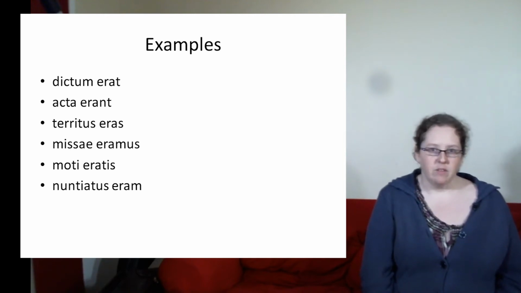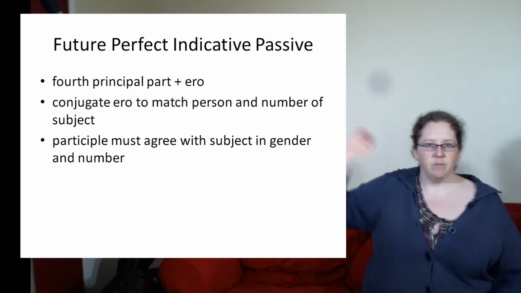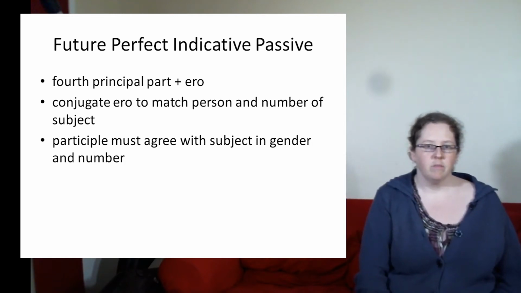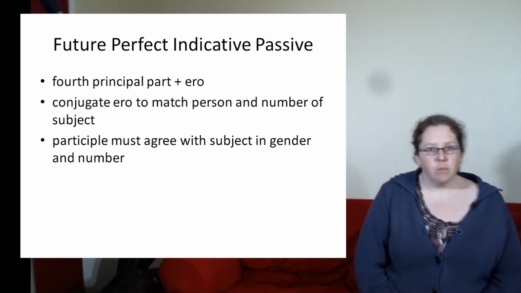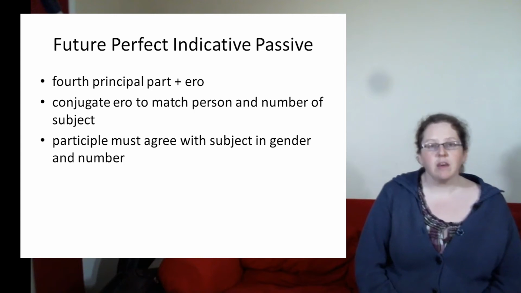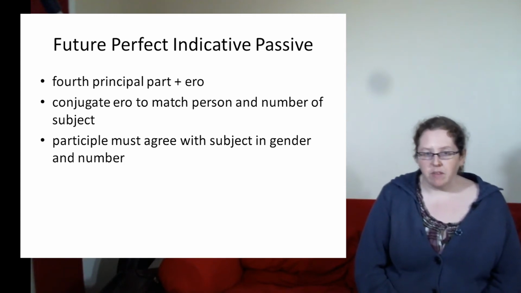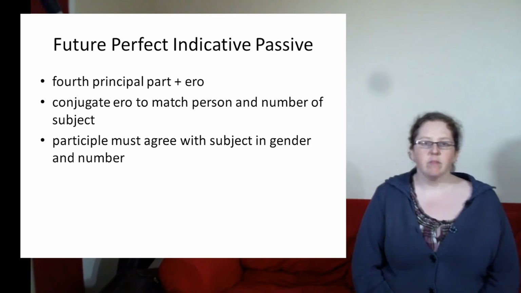Now we're going to move on to the future perfect passive indicative. Remember that the future perfect tense is used to express an action that will be completed in the future before something else happens in the future. I will have bought the cake before I shall go to the party.